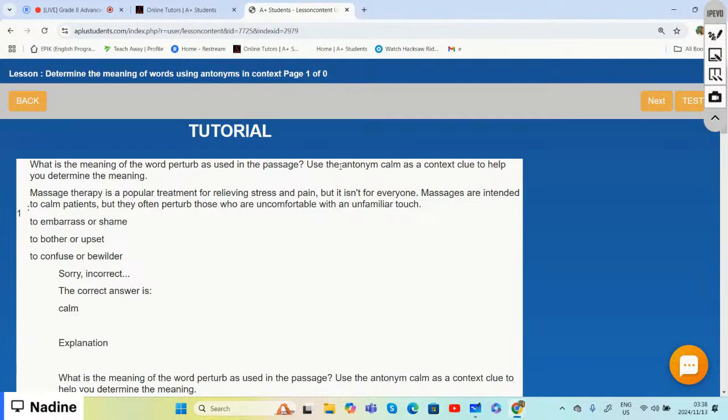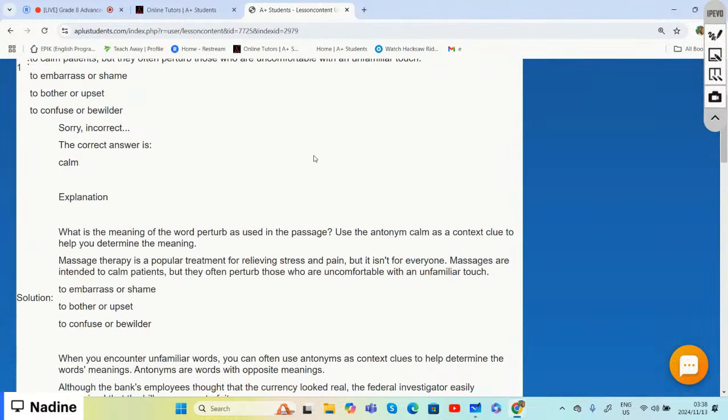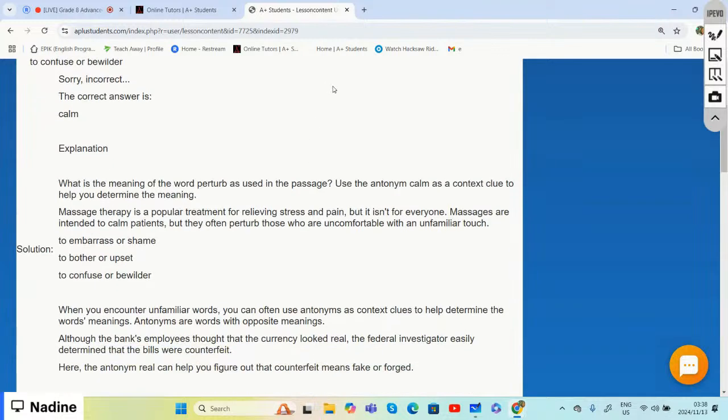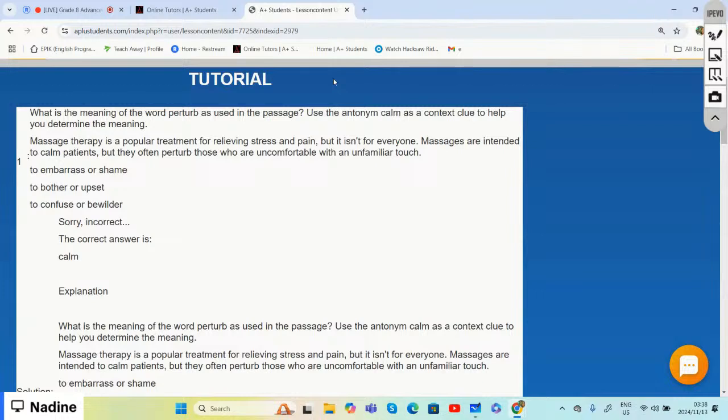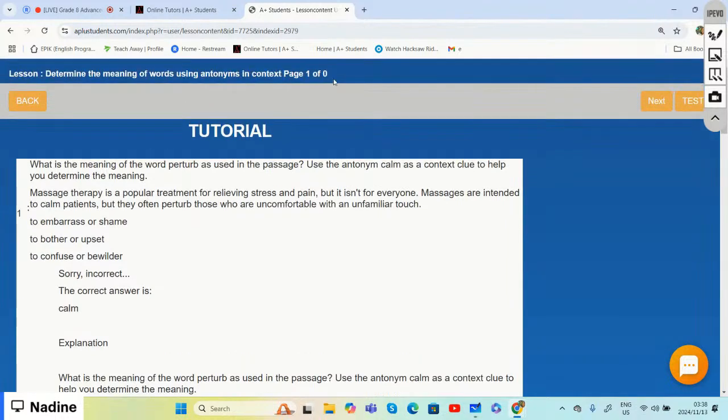All right. Now, once again, we said that if you encounter an unfamiliar word, then you can use antonyms or synonyms as context clues to help determine the meaning of a word, right? And we said antonyms are words with opposite meaning.